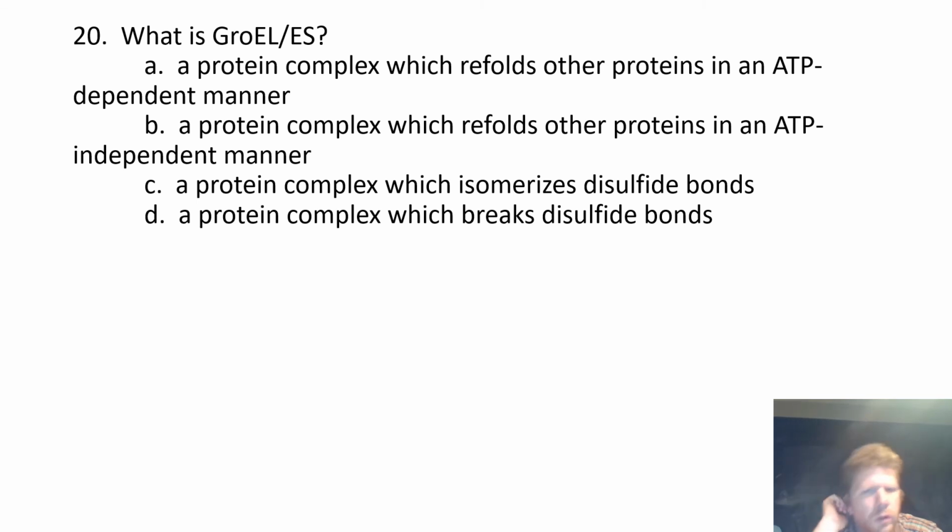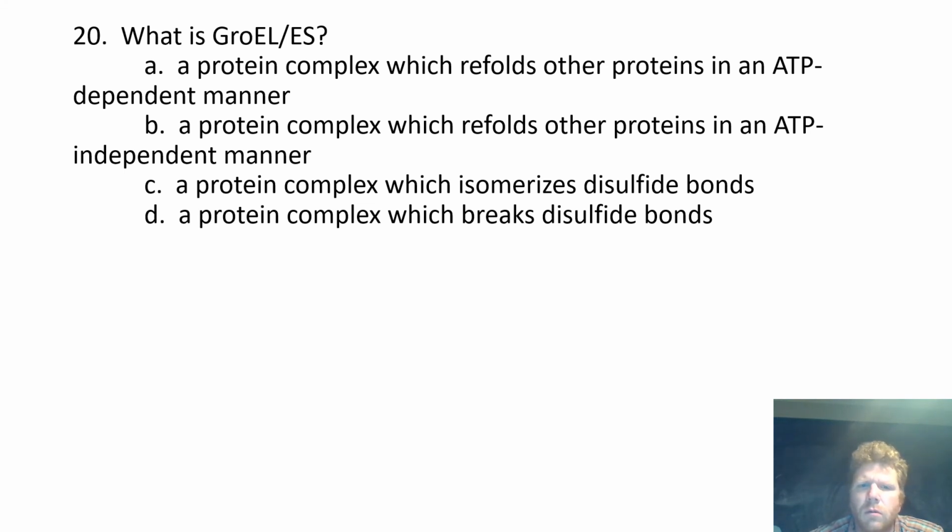Question number 20, what is the GroEL-ES complex? So the GroEL-ES complex has to do with protein folding and misfolding. And this is a large protein that is ATP dependent that helps refold proteins, or basically conclude the folding of proteins. So there were some other proteins that were discussed in this context, the chaperones, heat shock proteins, and everything like that. But ultimately what makes the GroEL GroES complex unique, or not necessarily unique, but significant, is that it is ATP dependent.